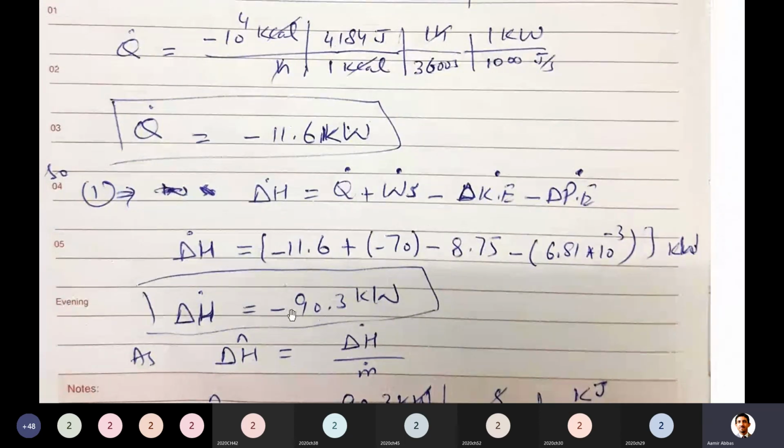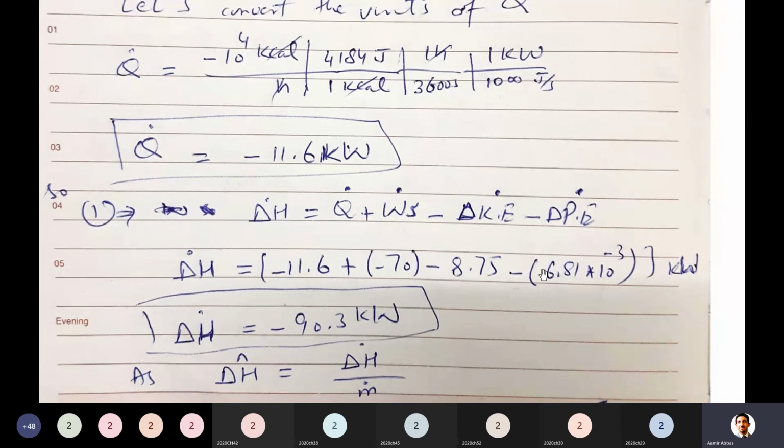So your answer is something like this, 90.3. So just check this kindly, because maybe there is a very small change in the answer, but I think it will not affect much because this is a very small value compared to others, so maybe a very small change in the answer due to this. So it will be minus 90.3 kilowatt, and up to here you will find the rate of change of enthalpy.